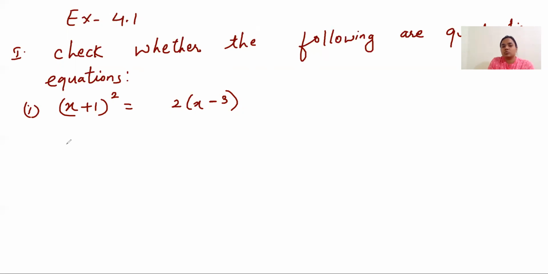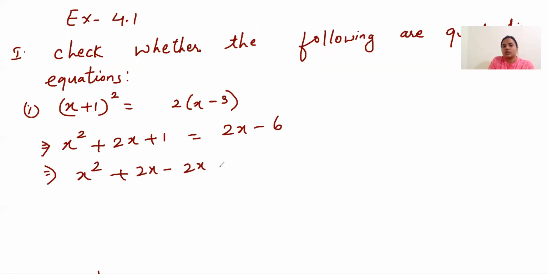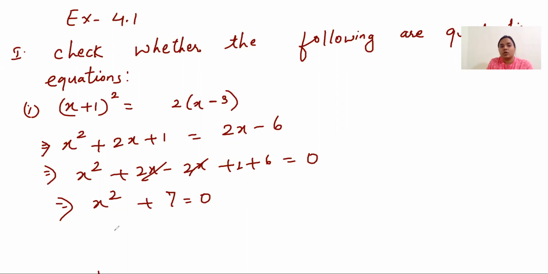So x plus 1 whole square will be x squared. Don't forget to give this implies that sign whenever we are solving any equation. So a squared plus 2ab plus b squared. This will be 2x minus 6. X squared plus 2x minus 2x plus 1 plus 6 is equal to 0. X squared, this will get cancelled, plus 7 is equal to 0. So this is the form x squared plus 0x plus 7 is equal to 0.